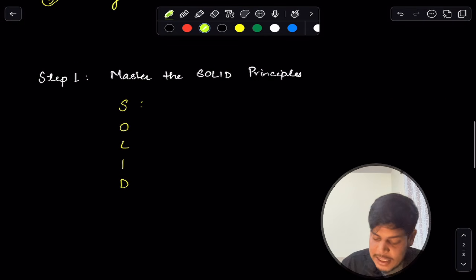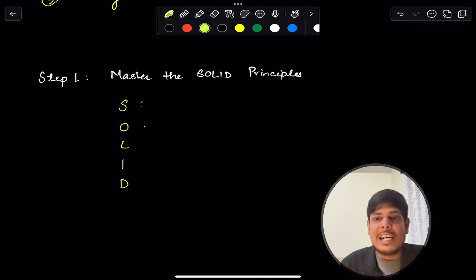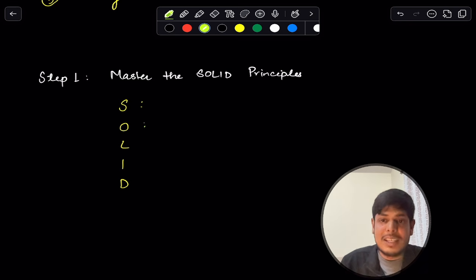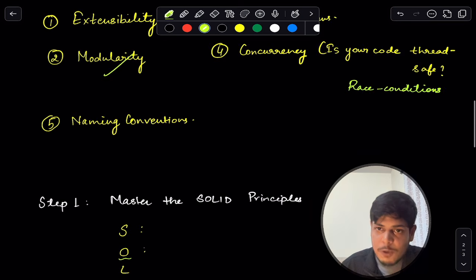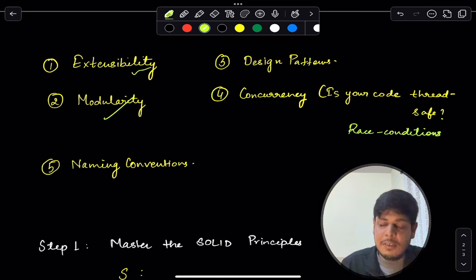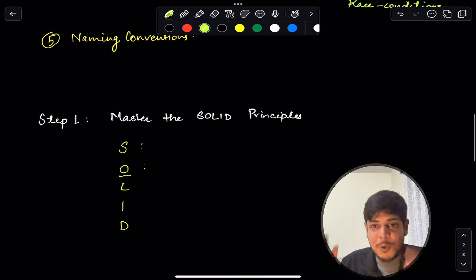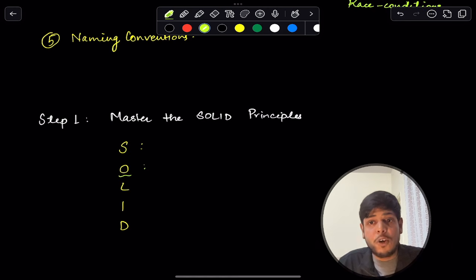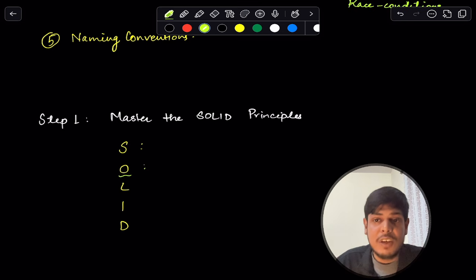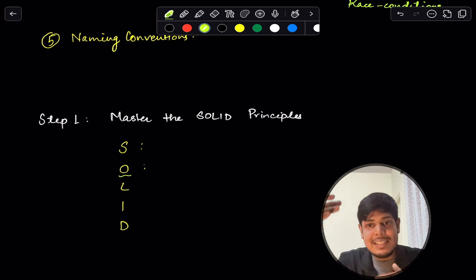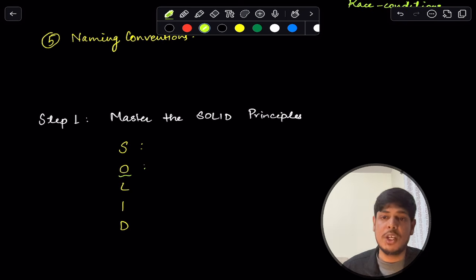The next one is the open closed principle. O stands for open closed principle. It means your code should be open for extension and closed for modification. And that is what will give you a green flag for extensibility. So this principle says your code should be able to take up new requirements, but your code should not require a lot of modification. So it should be open for extensibility but closed for modifications.